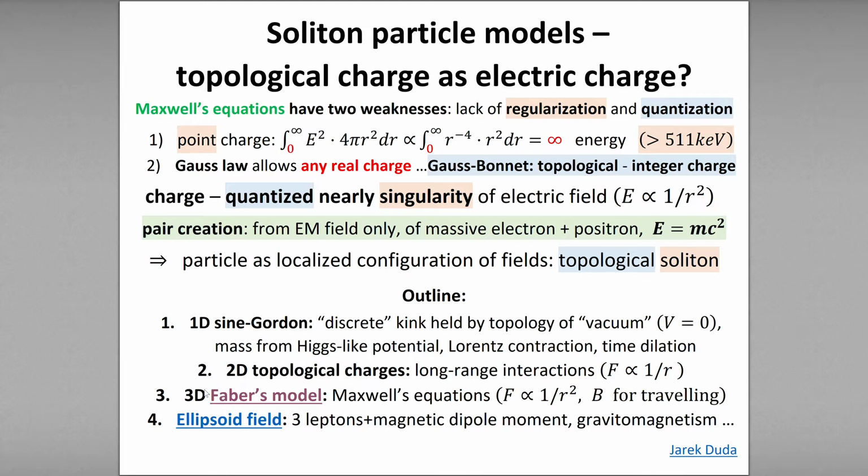I will also talk about starting with the one-dimensional models, then to show that it nearly recreates entire special relativity. Then tell something about two-dimensional models, which add the long-range interactions. Then the three-dimensional situation to get electromagnetism with built-in charge quantization and regularization of electric field to finite energy. Finally, I will say something about my approach to extend this three-dimensional model to get also other particles, the leptons, magnetic dipole moment of electron, baryons, and so on.